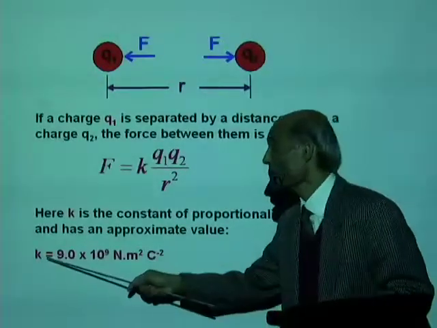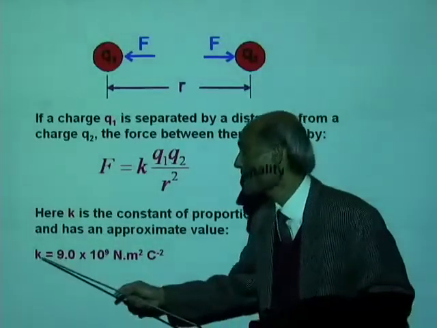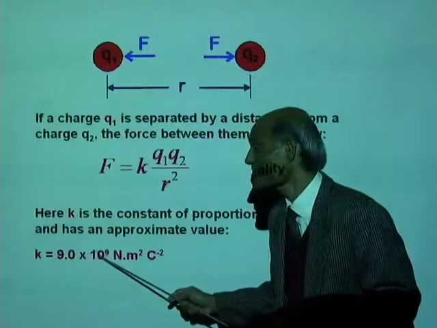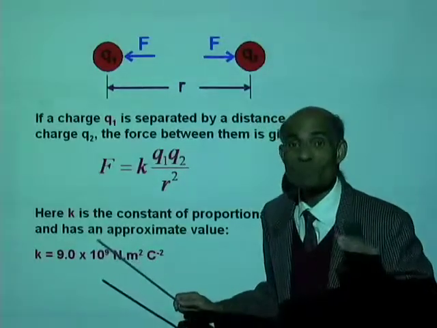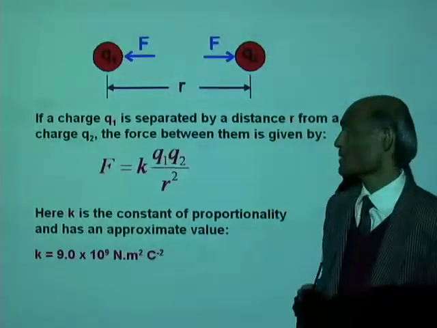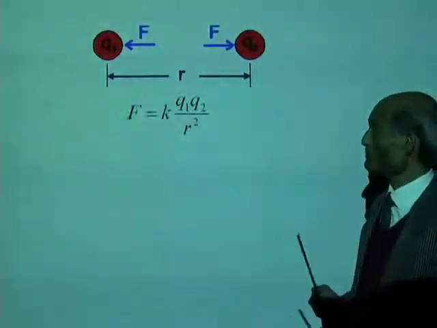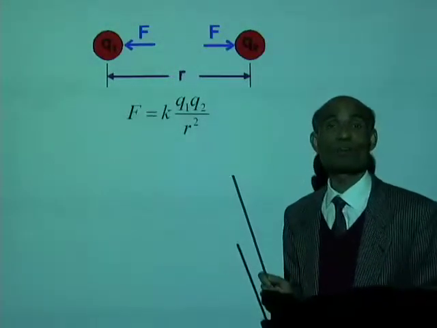That's right. And it has a value. I want you to remember this value. The value of K is 9 times 10 to the power of 9. You see, that's a very easy number to remember. Newton meter squared per coulomb squared. There you are. That is the mathematical statement of Coulomb's law.